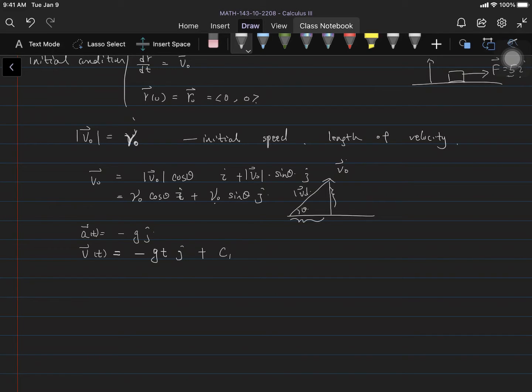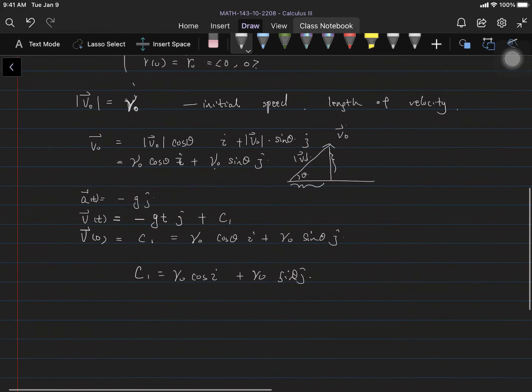Okay. So here, the initial condition, at time 0, if we plug into v(t), it's just c1, and it's given by the initial condition here, v0 cosine theta i, v0 sine theta j, something like this. And then we know what c1 is. c1 just equals this.